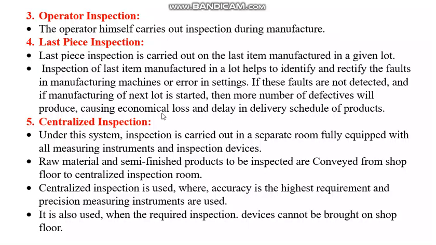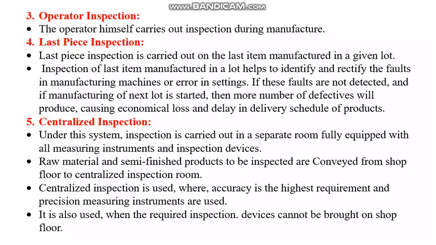Then next is last piece inspection. Last piece inspection is carried out on the last item manufactured in a given lot. As we have inspected the first piece, the last piece is being inspected here. Inspection of the last item manufactured in a lot. A lot can be 20 pieces, 50 pieces, 100 pieces, or 200 pieces, depending upon the size of the parts. A lot can be fixed.